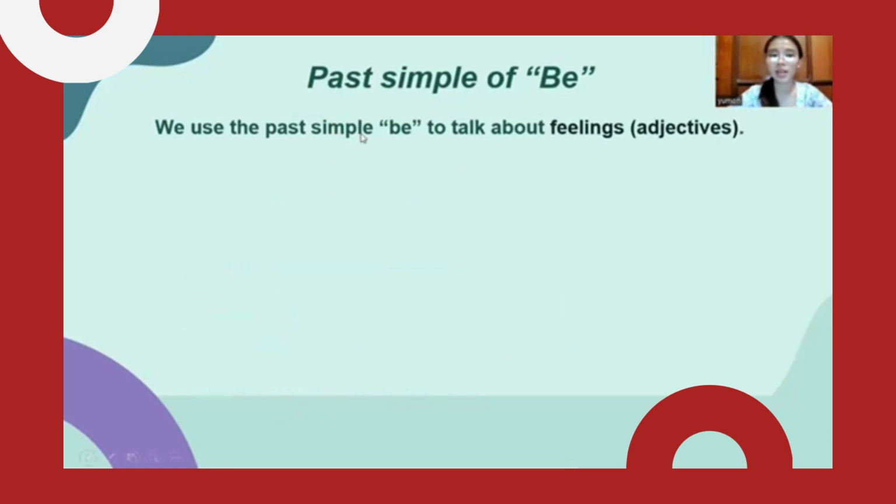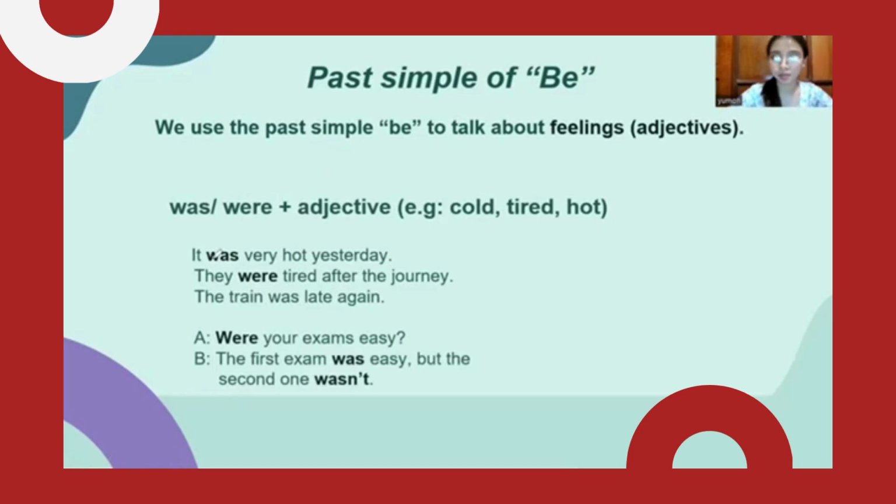Now, the next one is we use past simple be to talk about feelings. Okay, to talk about the adjectives to describe our feelings, like cold, tired, hot. All right. So let's look at some examples. It was very hot yesterday. It, subject, was, past simple be, okay, and the adjective, hot, yesterday.